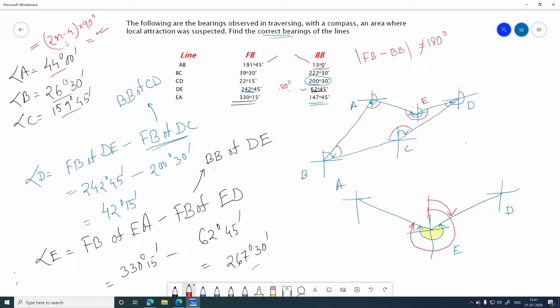So here what is the value of n? Here n is the number of sides, that is 1, 2, 3, 4, 5. There are 5 sides. So 10 minus 4, it should be 540 degree, right? If you check here, the summation of the angles is equal to 540 degree. So now what we need to do is make the corrections in the values of the bearing. Okay, so let's start.